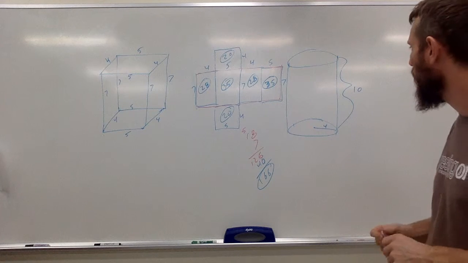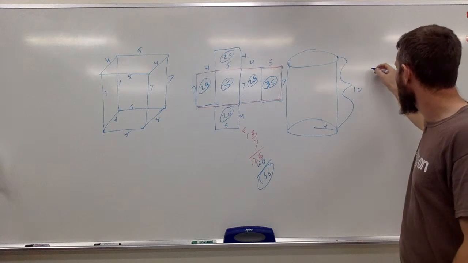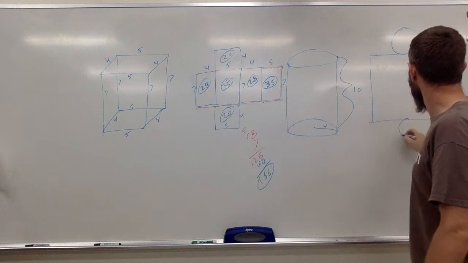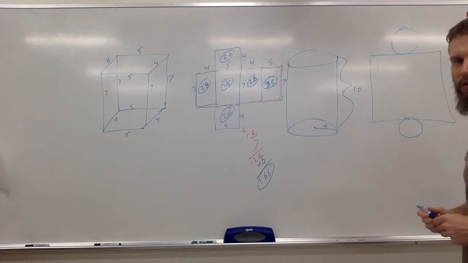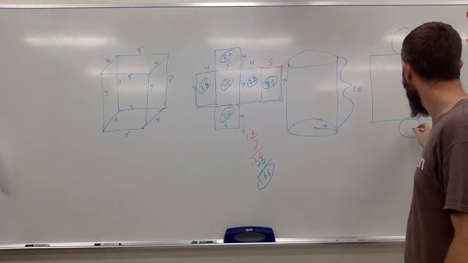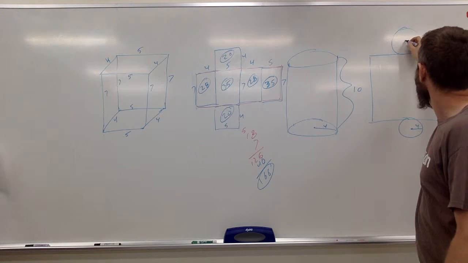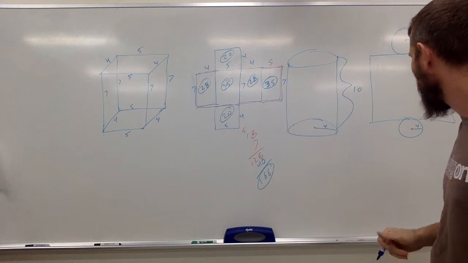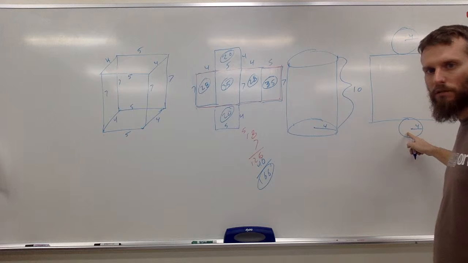Okay, so the next one we're going to do is a cylinder. And this cylinder, same kind of deal. You can break it down into the net, or what it will look like unfolded. And so if the radius is 4, and there's a top and a bottom, so you could find the surface area of each of these.